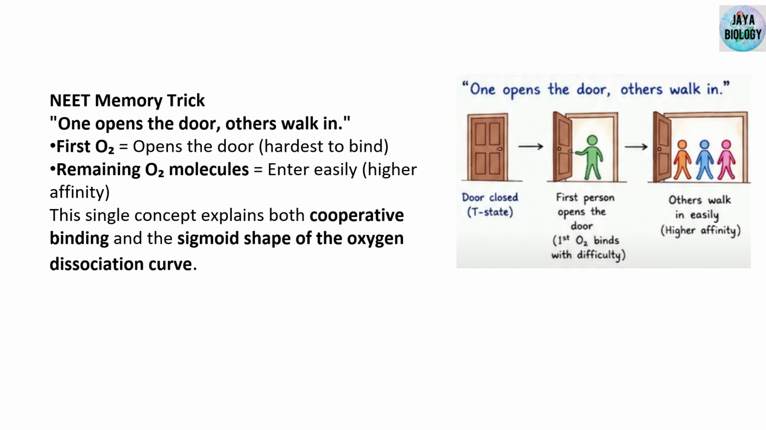So you can imagine an analogy this way, suppose this door is closed. The first person takes an effort to open the door. The remaining 3 are able to walk in easily. The same way, binding of the first oxygen is difficult. The moment the first oxygen binds, the remaining 3 oxygen molecules can bind easily because of the conformational changes, and that is known as cooperative binding.